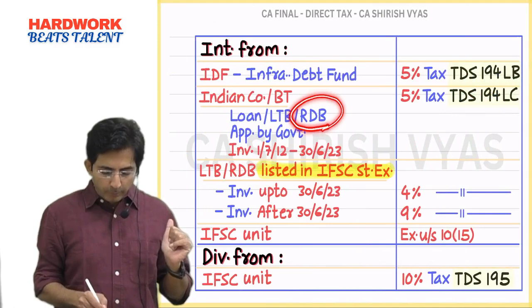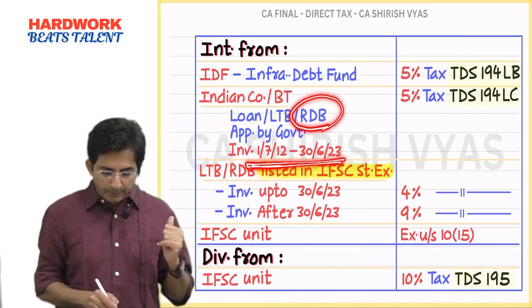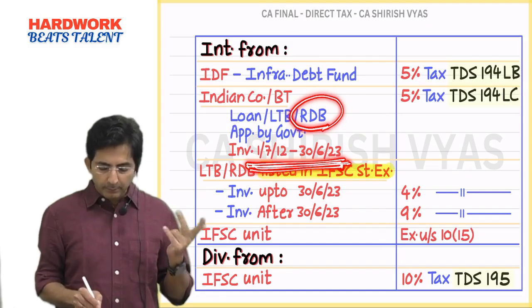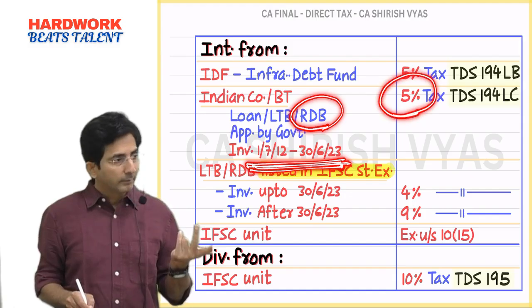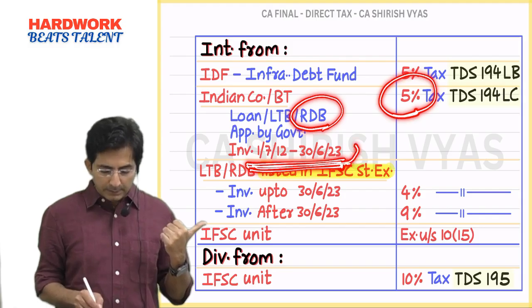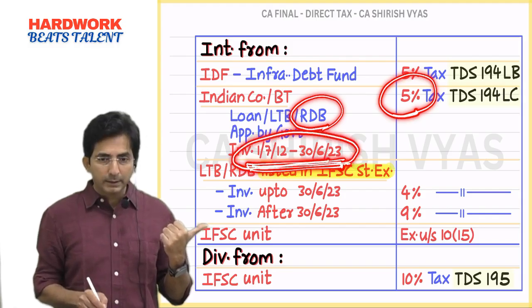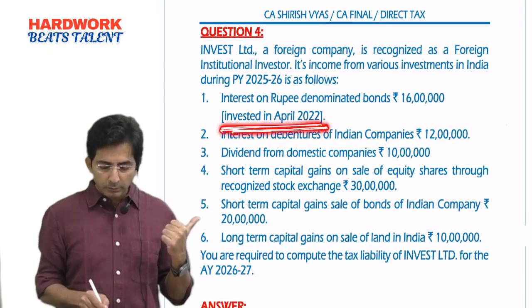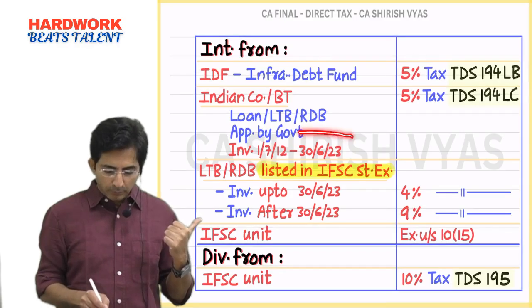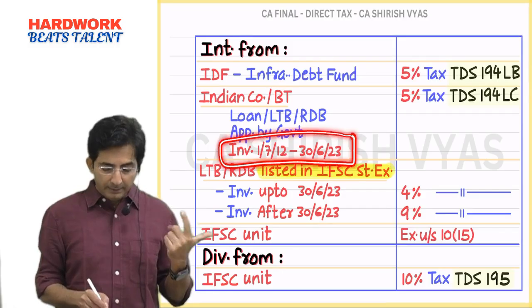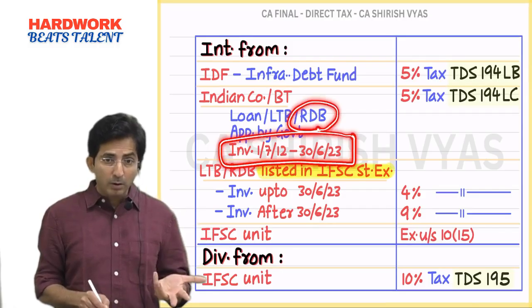If rupee denominated bonds were invested in between 1/7/12 and 30th June 23, you will be taxed at 5%. And in our question, the investment is between 1/7/12 and 30th June 23. Check the date of investment: invested in April 2022. So that means it falls within 1/7/12 to 30th June 23. And in the question they have given rupee denominated bonds.